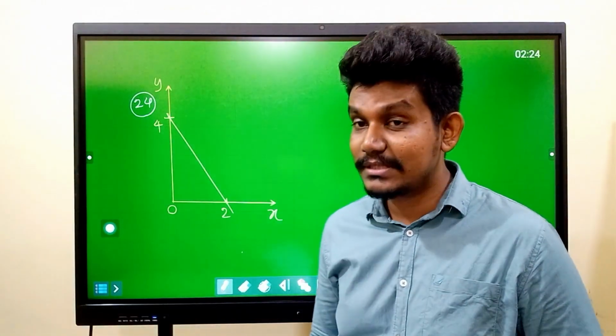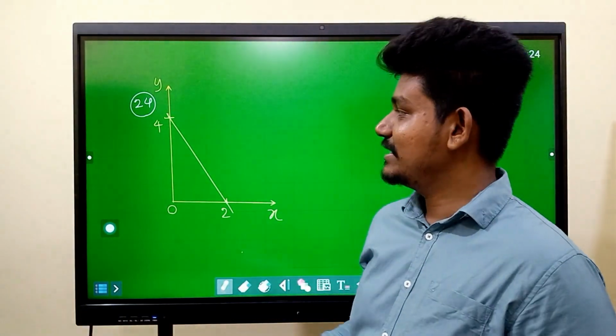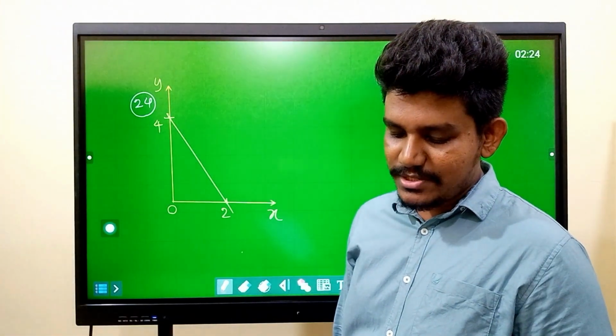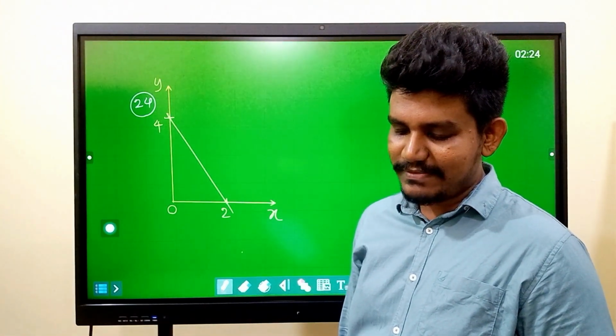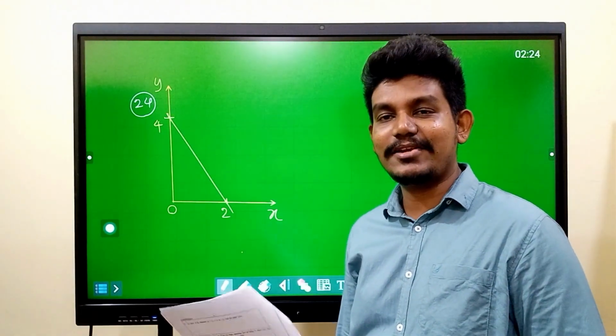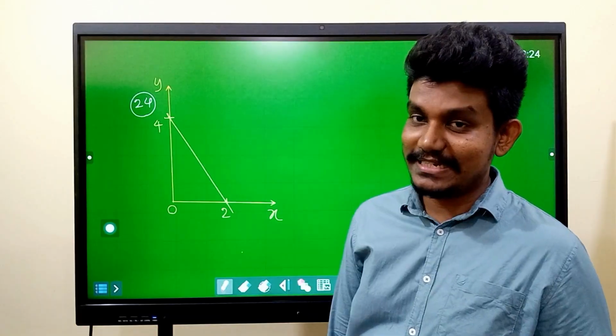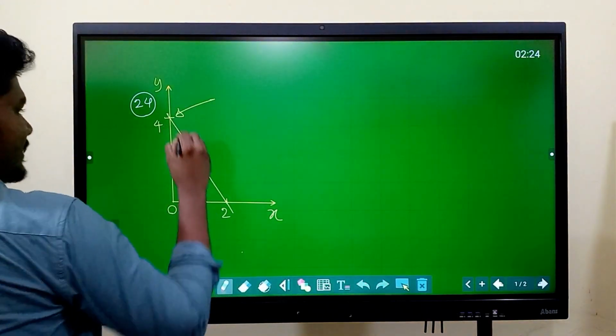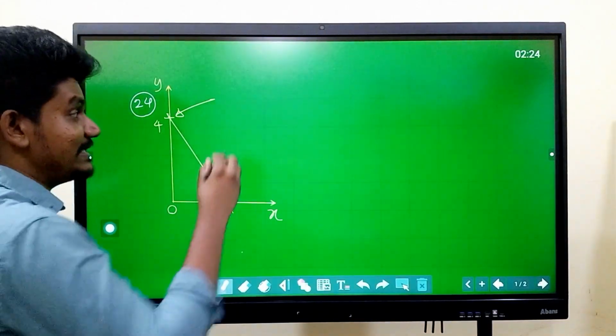This is the 24th question. It's related to grade 9 graphs, linear graphs. Write the equation of the straight line represented by the graph in the figure. If you want to write down the equation of the straight line, definitely we have to find two things. We should find the intercept. This is called the intercept. Where the graph intersects the y-axis is called the intercept.